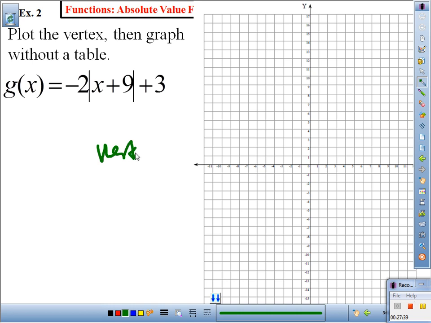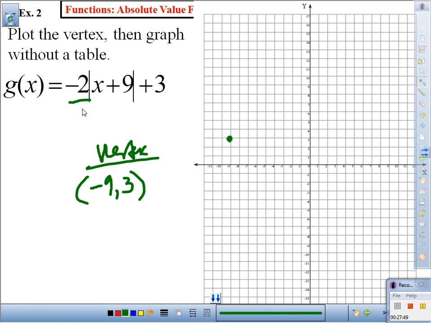All right. Vertex, everyone. -9, 3. That is correct. So we go to -9, 3. It's right there. What is our slope, everyone? That means 2 steps down, 1 to the right. 2 steps down, 1 to the right.